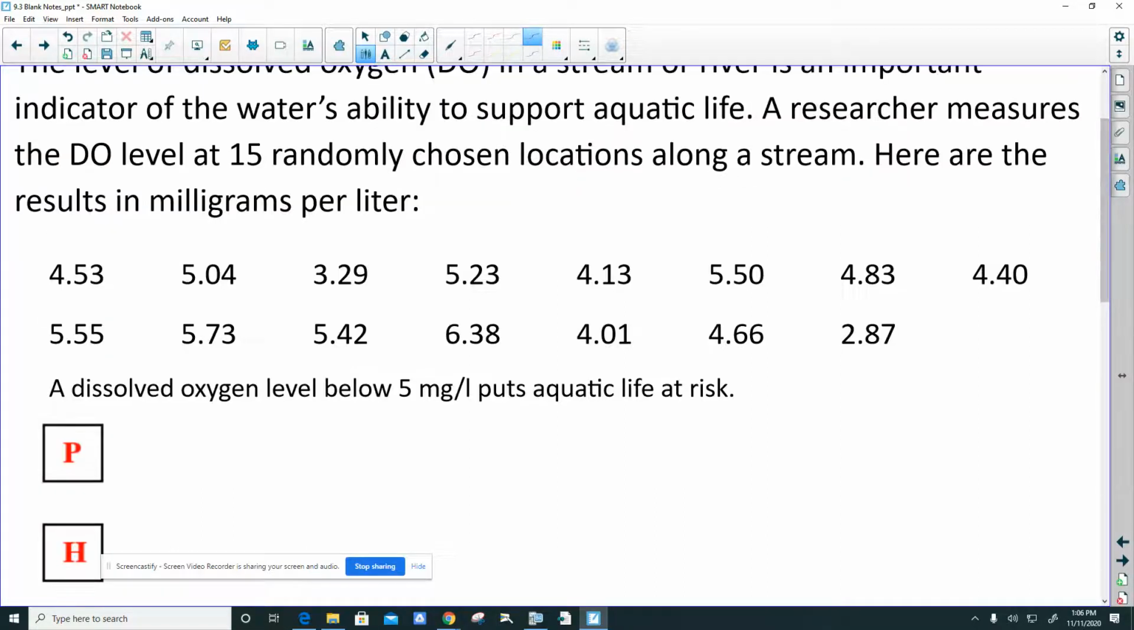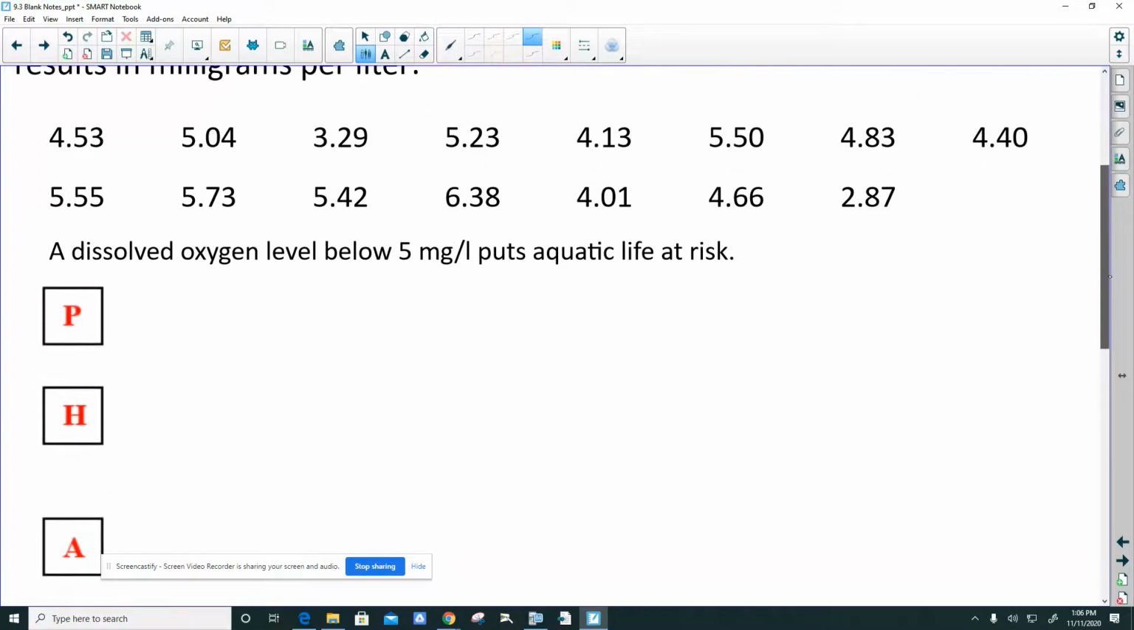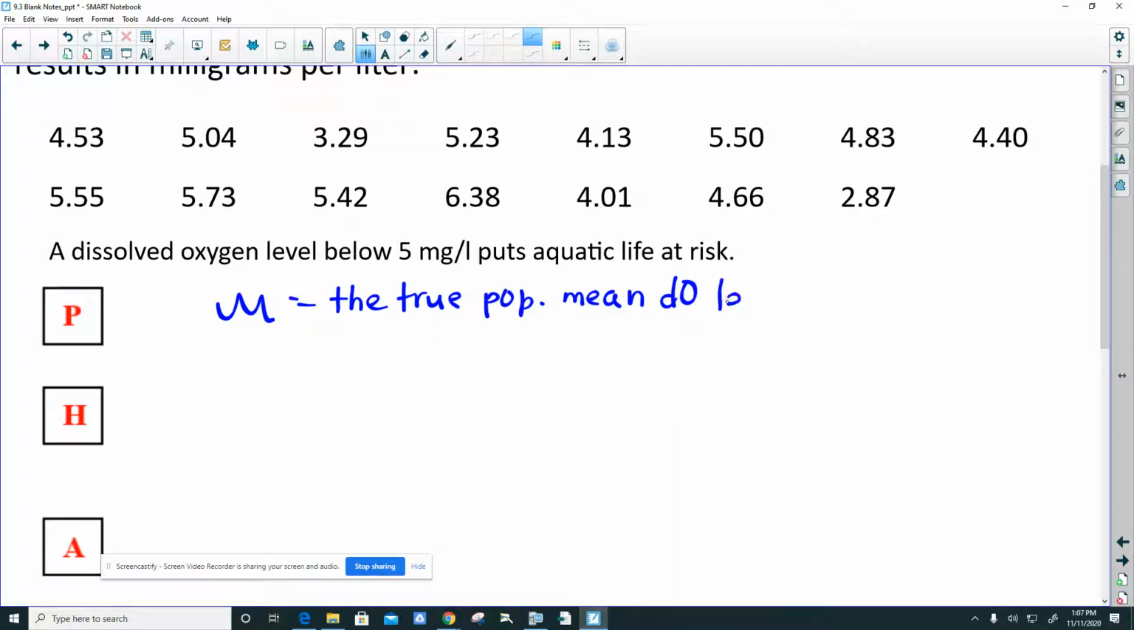Let's just walk through these steps of the PHANTOMS process here, and we're going to use our calculator for steps T and O. Okay? So we're going to define mu to be the true population mean DO level in the stream or river.